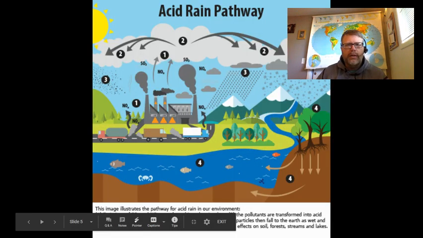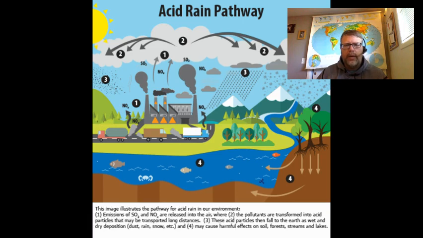Okay, so what we see here is the acid pathway. Okay, the sulfur and the nitrogen goes up into the clouds. It then mixes with all those other ingredients in the air, especially the water, and then it comes back down, and then eventually it ends up in the rivers and lakes and ponds.